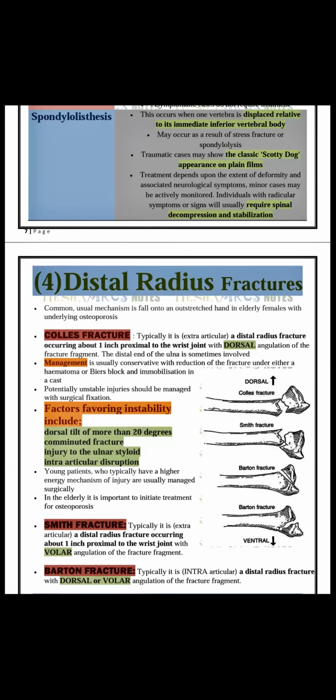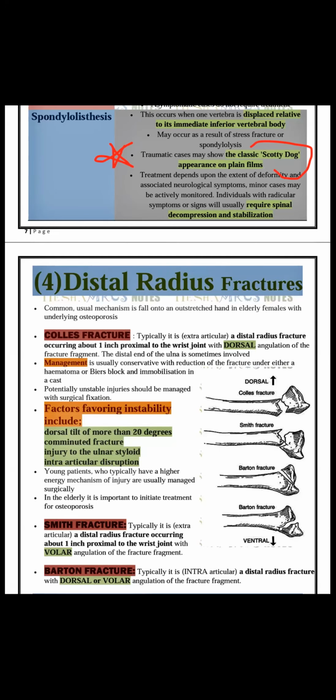On doing X-ray, you will have a very characteristic X-ray finding called the Scotty dog appearance. This is very important also for Part B OSCE, commonly to be asked in Part B OSCE, but here just keep its name. No details needed for this Scotty dog, except in Part B OSCE.